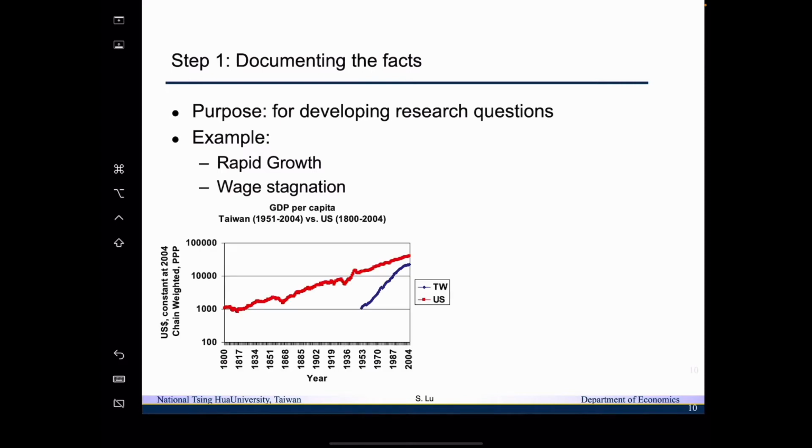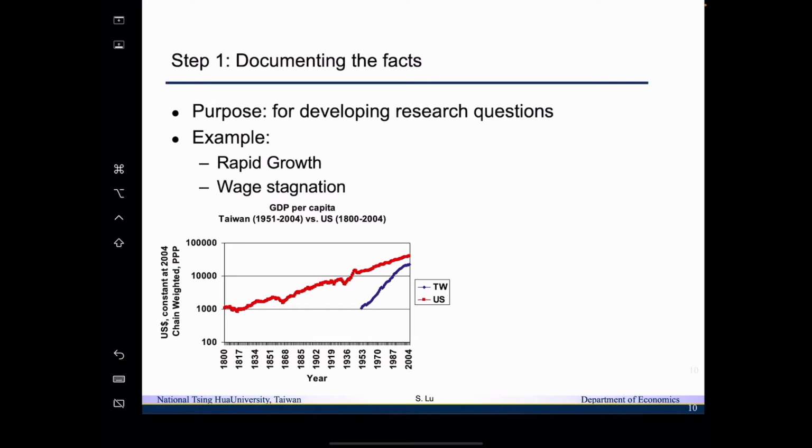So for the first graph, I show the GDP per capita for Taiwan versus the US. Even though the data ends in 2004, that's okay because it already captures the fact. As you can see here, the red line represents the GDP per capita for the US from the 1800s to 2004, and the blue line represents the GDP per capita for Taiwan from the early 1950s to 2004. The GDP per capita for Taiwan in the early 1950s is about the living standard of the US in the 1800s. However, after about 15 years, the living standard of Taiwan is about the US level in the 1970s.